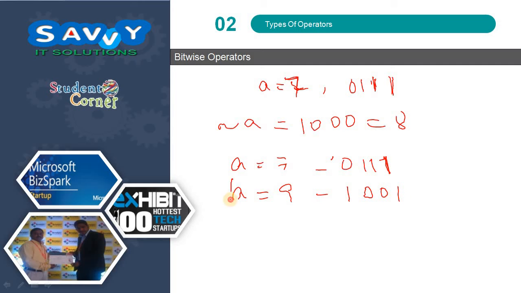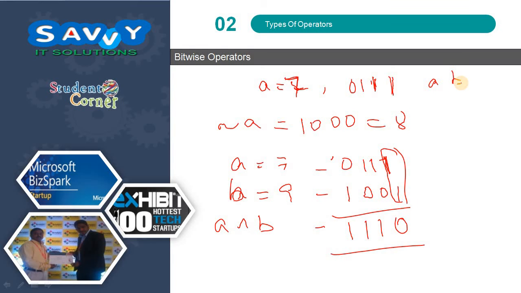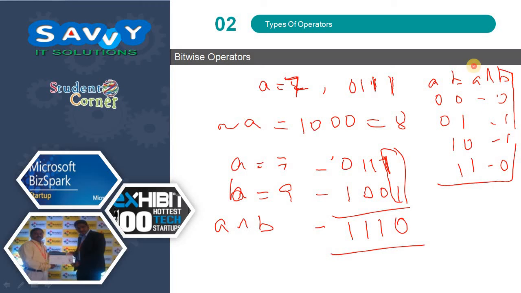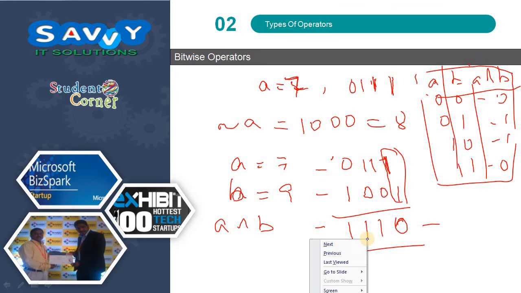Now I want to apply the XOR relation. In XOR, opposite symbols give the value 1, and the same values give 0. From the truth table, A, B, A XOR B: 0 0 gives 0, 1 1 gives 0, and the remaining are all 1s. So according to this truth table, these two are the same symbols, so we make it 0. The remaining are opposite symbols, so we make it 1. So this value is 8 plus 4, 12, 12 plus 1, 12 plus 2, 16 is the answer.